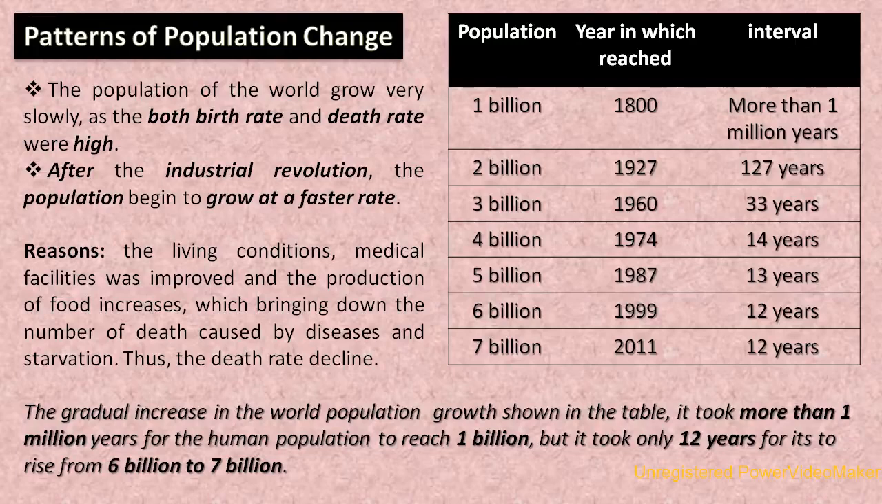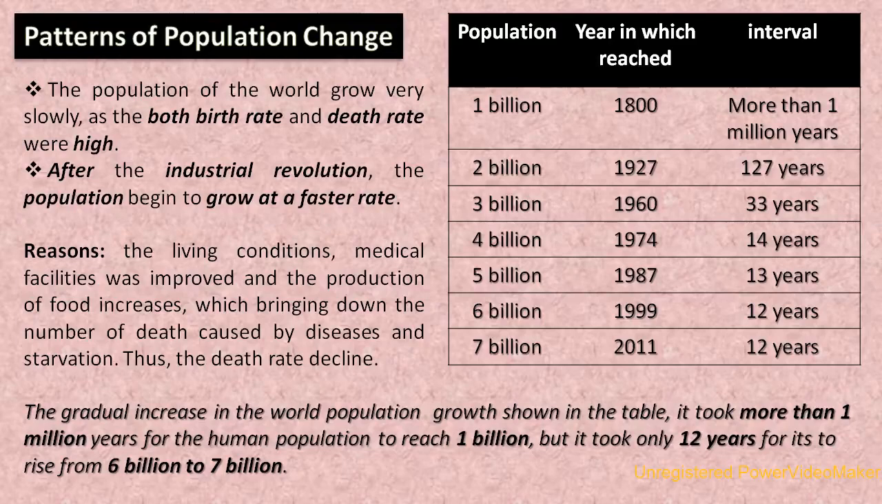In the year 1800, we have only 1 billion people. It took a very long time to reach a population of 1 billion. Now look at the next year, 1927. From 1800 to 1927 is only 127 years. Within these 127 years, the population doubled. Just look at the last two rows.